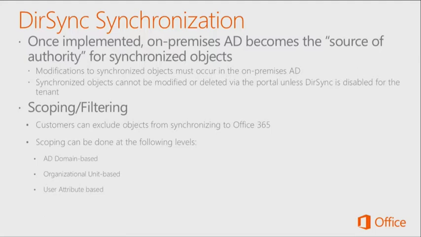Customers can exclude objects. This is new from last year. Customers can exclude objects from synchronizing. Scoping can be done at the following levels: domain, organization, and user. So you can actually go in and specifically say, I do not want to sync this user.